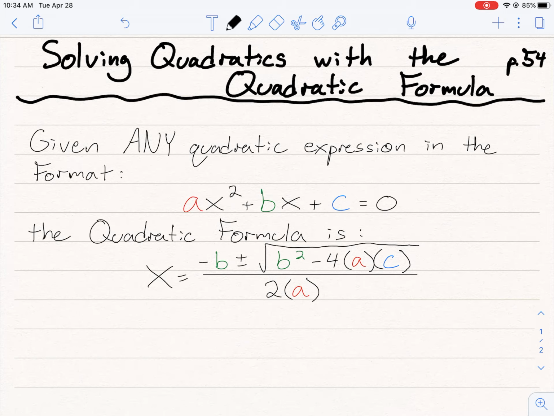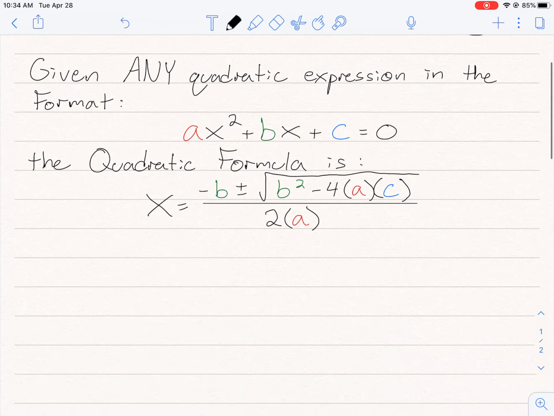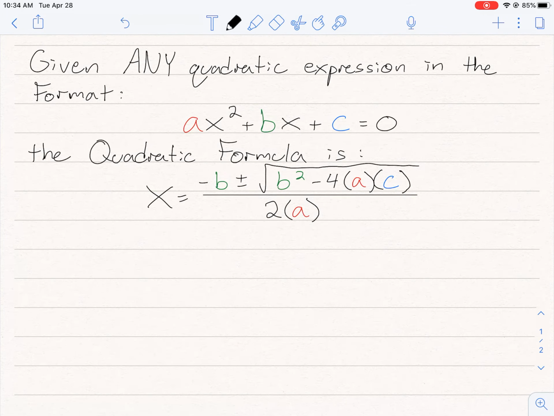X equals negative b plus or minus the square root of b squared minus 4 times a times c, and all of that is over 2a. Now notice that I did some color coding here. I left a as being red, b as being green, and then c is blue. So let's talk about the steps if we are going to use the quadratic formula here.